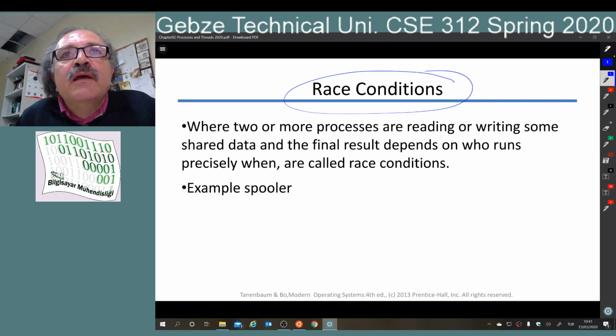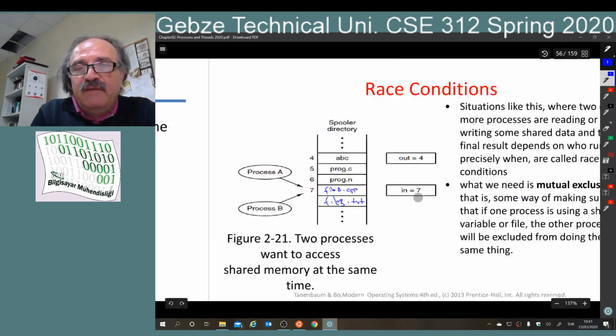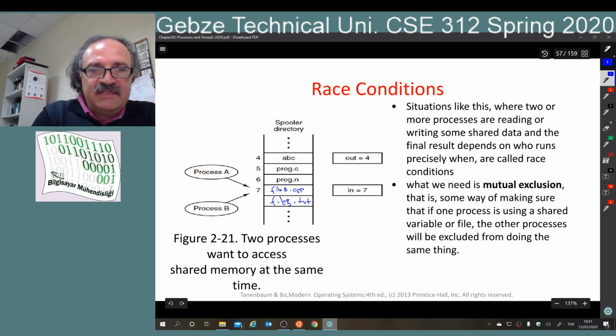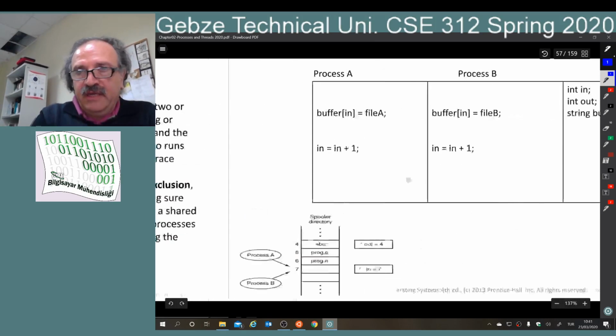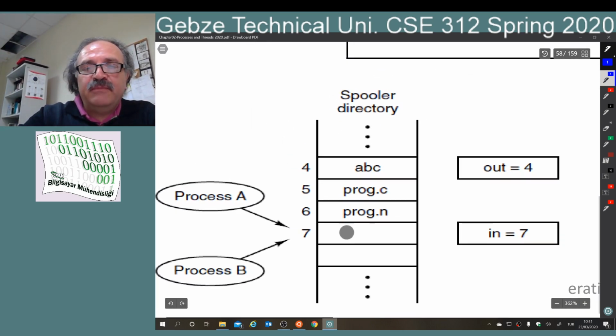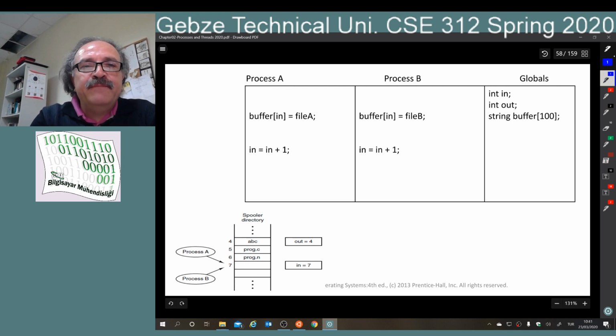Okay, good. So for the race conditions, I think we gave this example. Two processes, or let's say two threads, trying to. Okay, let's look at this picture then. Two processes are trying to write to the position so that their files will be printed out. I think it would look like this. Process A is trying to write file A into this position N. Okay, N is 7. And process B is trying to write file B at the position N.